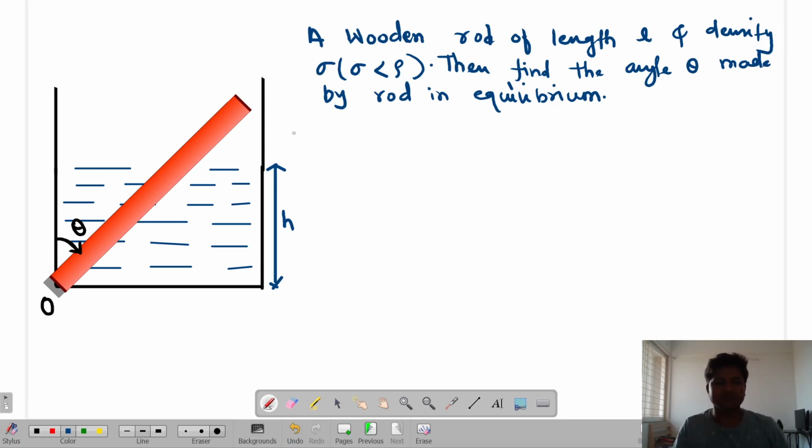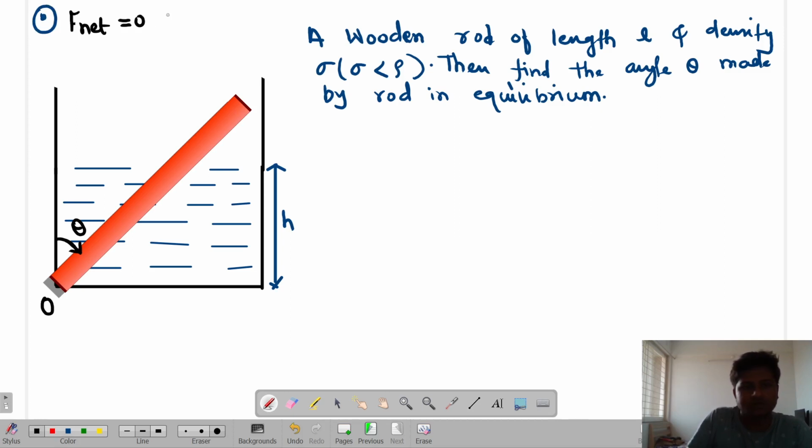First thing first, you see this. Is this rod stationary? It's not rotating now. You see that we have to find the angle theta made in equilibrium. So this rod is neither rotating nor translating. So it is in both translational and rotational equilibrium. The first task is that net force should be equal to zero for translational equilibrium.